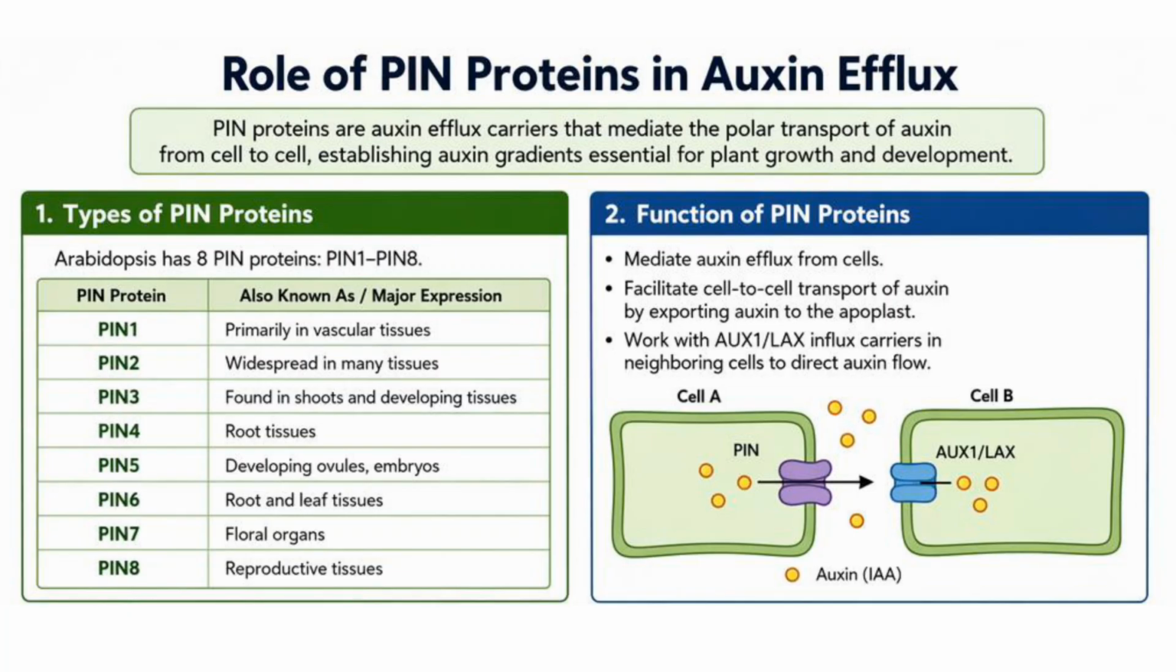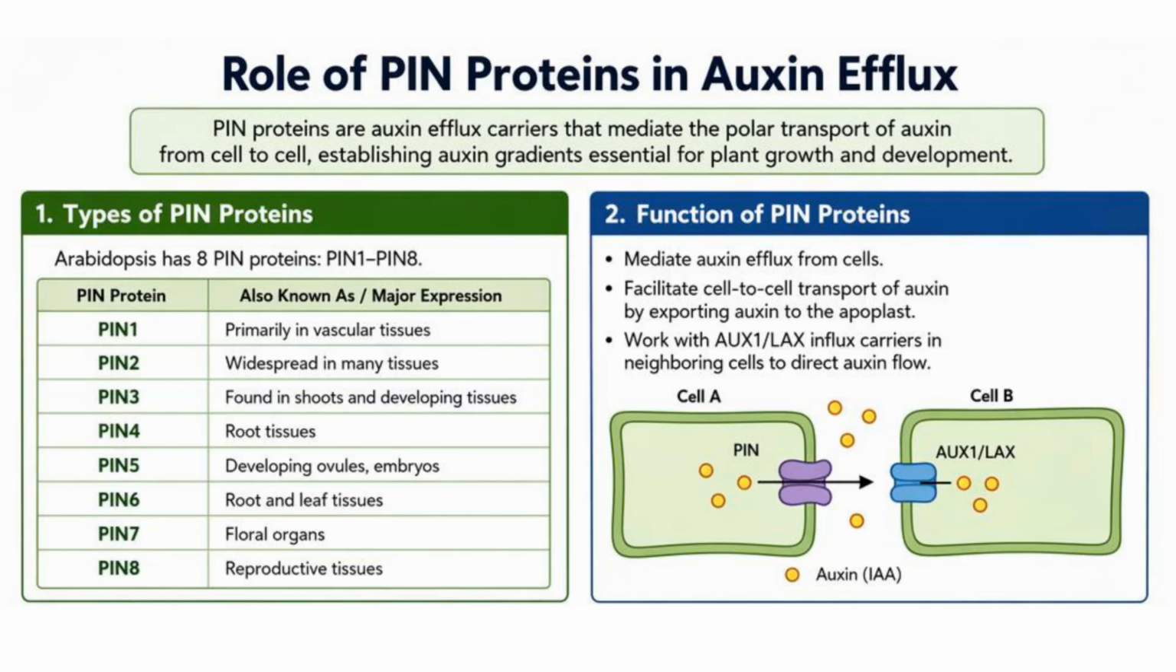We have been talking about PIN proteins as the molecular machinery of polar transport. Now let us examine them in detail. This is where molecular biology meets cell biology in a really satisfying way. First, the overview statement at the top of this slide. PIN proteins are auxin efflux carriers that mediate the polar transport of auxin from cell to cell, establishing auxin gradients essential for plant growth and development. That is the one-sentence definition you should be able to recall.